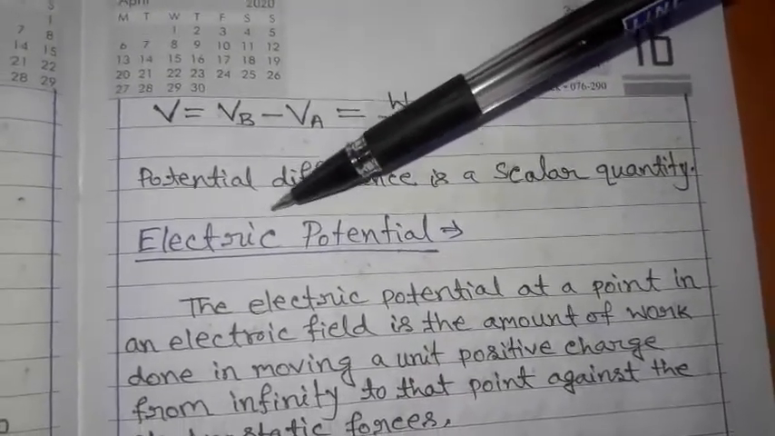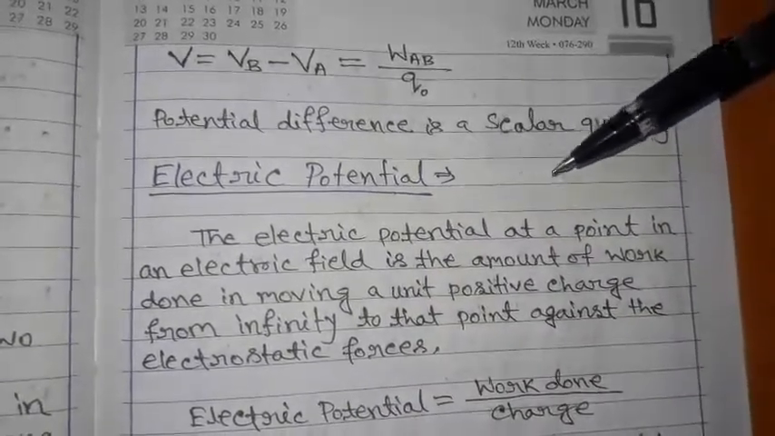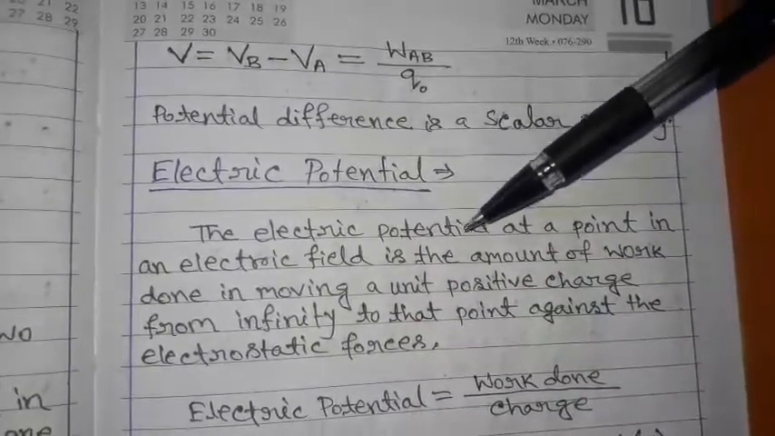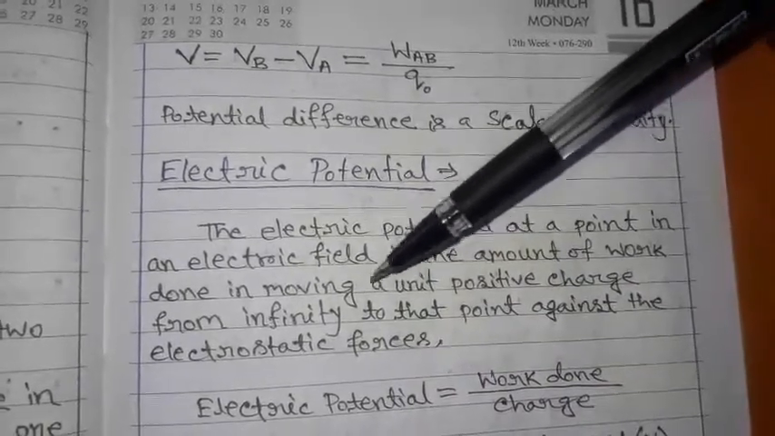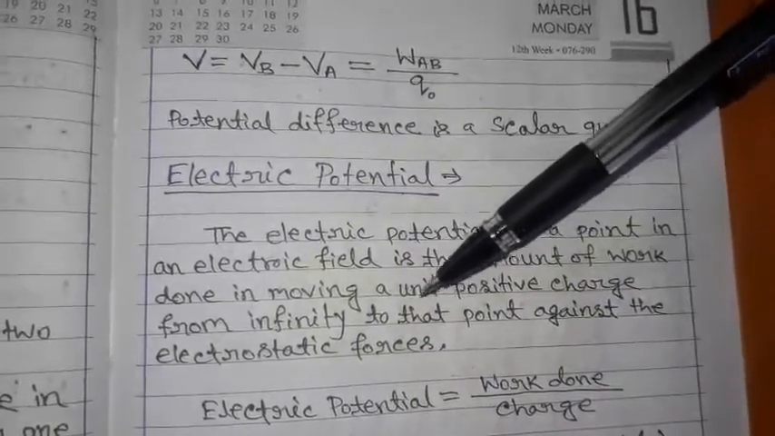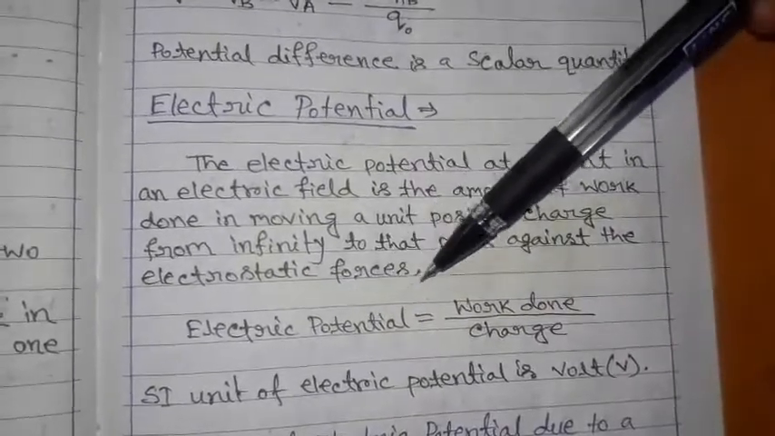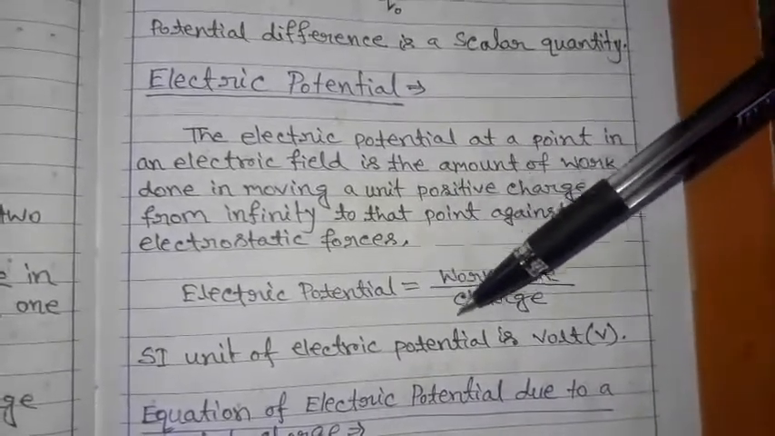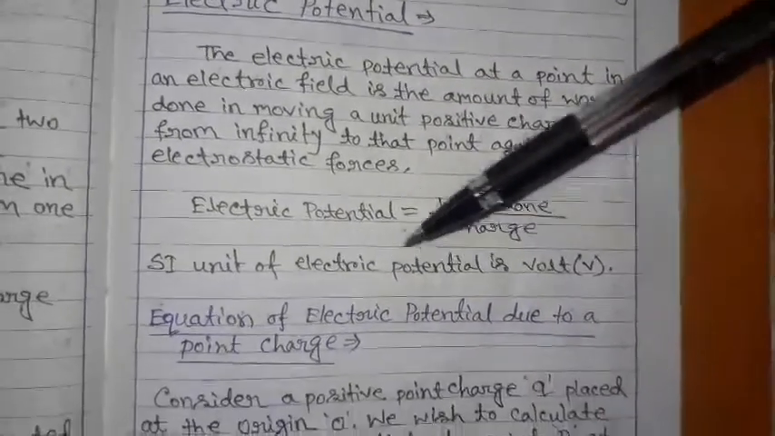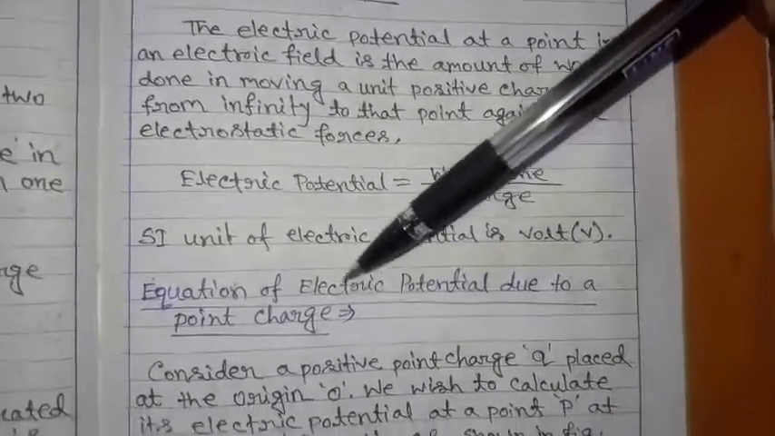Next topic, electric potential. The electric potential at a point in an electric field is the amount of work done in moving a unit positive charge from infinity to that point against the electrostatic forces. Electric potential equals work done by charge. The SI unit of electric potential is volt. Equation of electric potential due to a point charge.